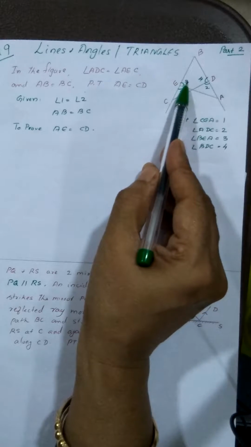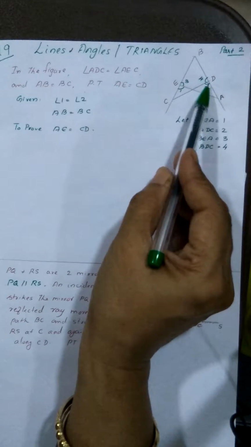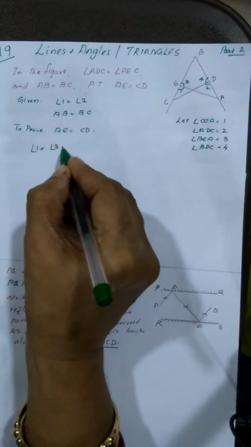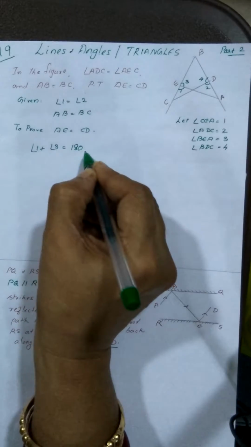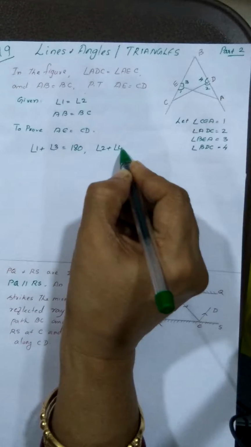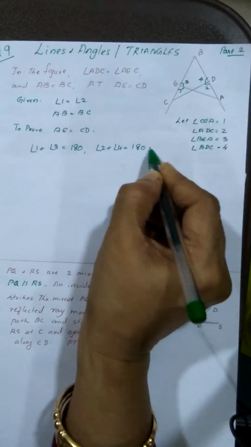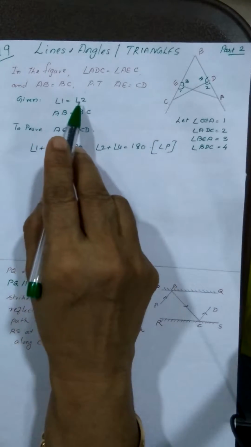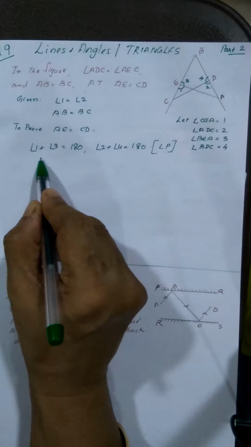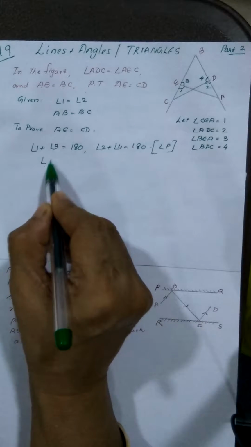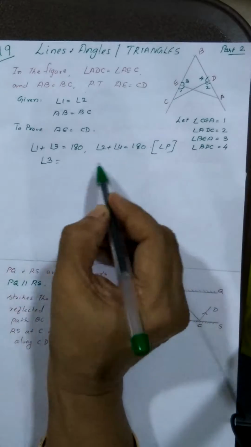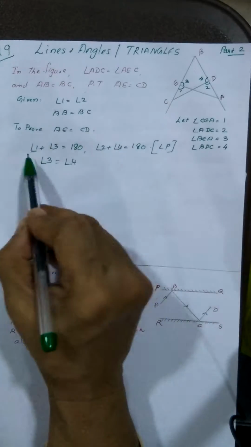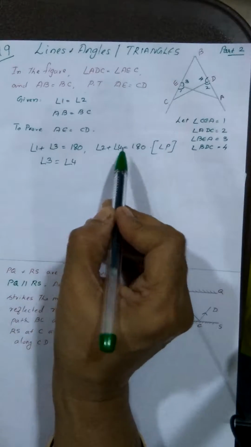Now angle 1 and 3 will form a linear pair, and angle 2 and 4 will form a linear pair. So we will write it as angle 1 plus angle 3 is equal to 180, and angle 2 plus angle 4 is equal to 180. The reason is linear pair, but already 1 is equal to 2. So we can say angle 3 is equal to angle 4. You can equate 1 plus 3 is equal to 2 plus 4. 1 and 2 are equal. So angle 3 is equal to angle 4.